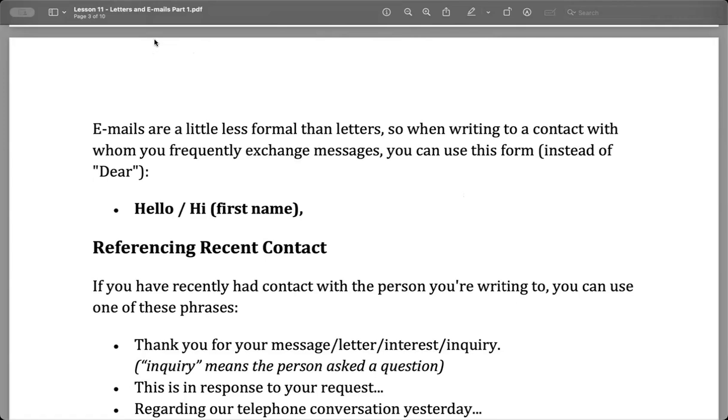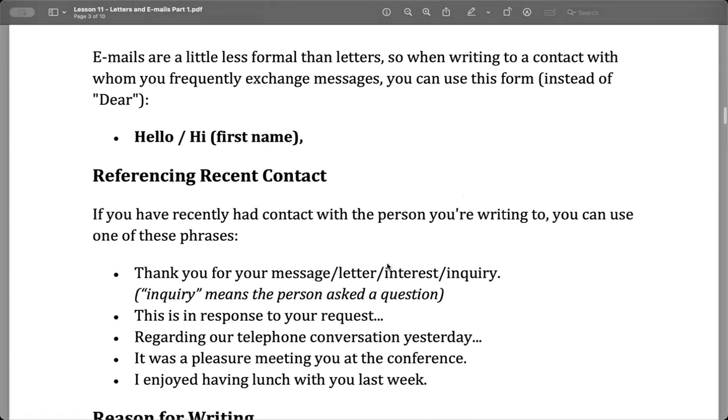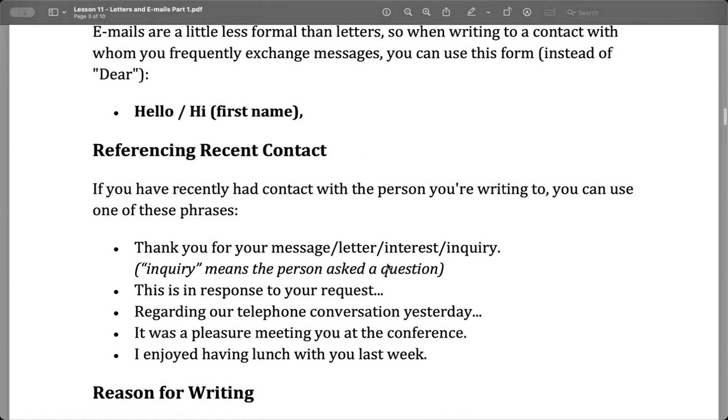Referencing recent contact. If you have recently had contact with the person you're writing to, you can use one of these phrases. Thank you for your message, letter, interest, inquiry. Inquiry means the person asked a question. This is in response to your request regarding our telephone conversation yesterday. It was a pleasure meeting you at the conference. I enjoyed having lunch with you last week.